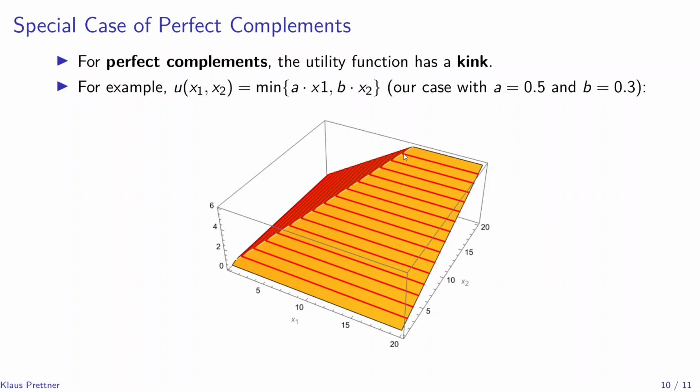And from here, for example, you couldn't increase utility by just raising consumption of good 2 and leaving consumption of good 1 constant. And therefore these indifference curves would be in a right angle towards each other, which we see here at this kink of the utility function for the perfect complements.